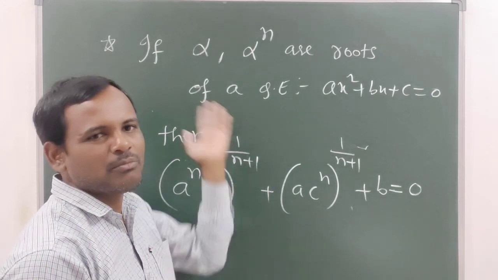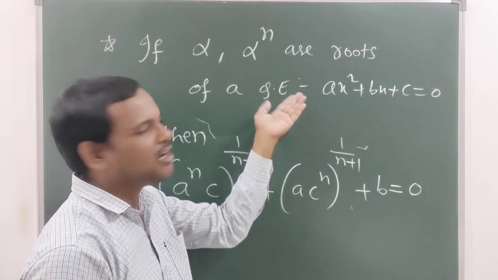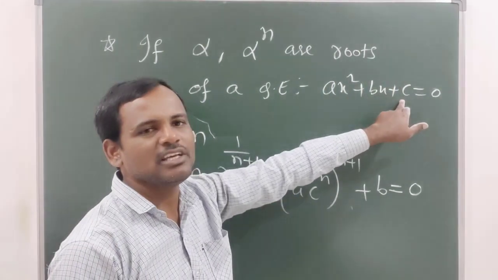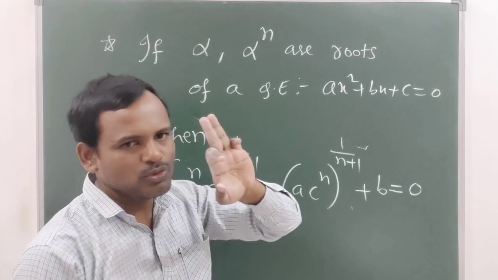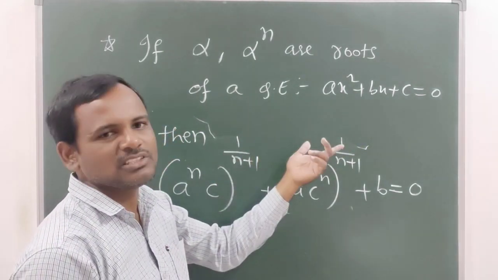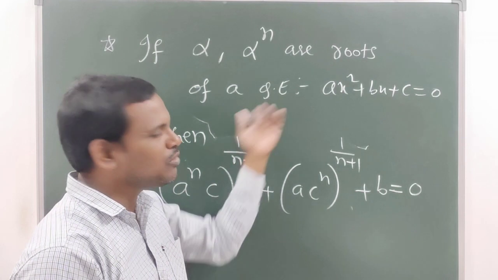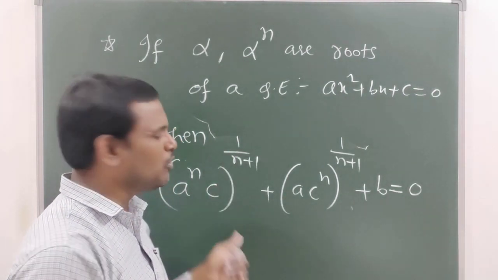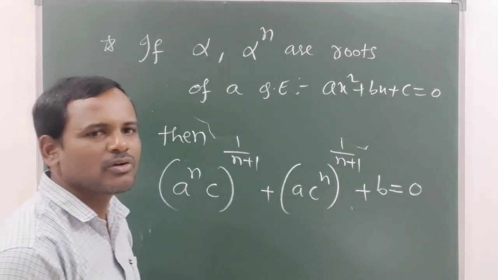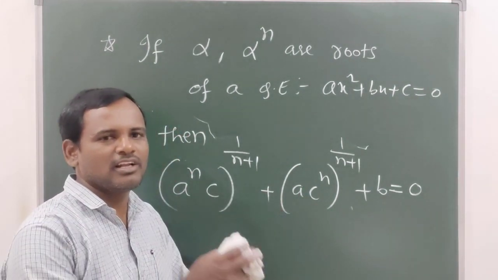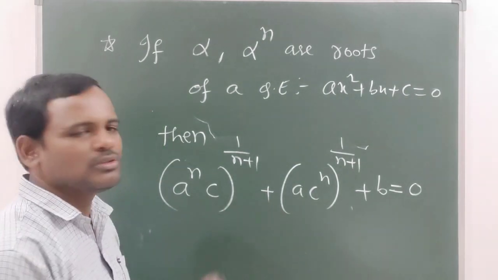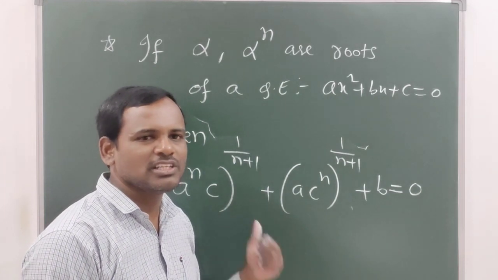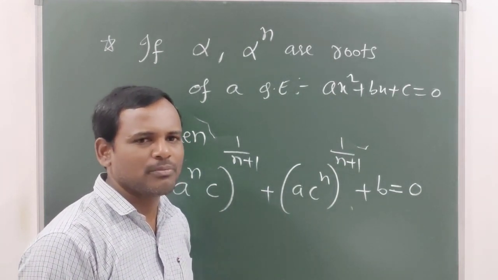They will say in the problem alpha and alpha power n are the roots of this quadratic equation. Then in place of a, b, c, two things only will be given to you, and in the third place they will write an unknown value. That unknown value they will ask us to find. In those types of models we use this relation. This proof is somewhat lengthy, so that proof is not required. Just remember it like a standard result. By using the standard result you can tackle the problem.